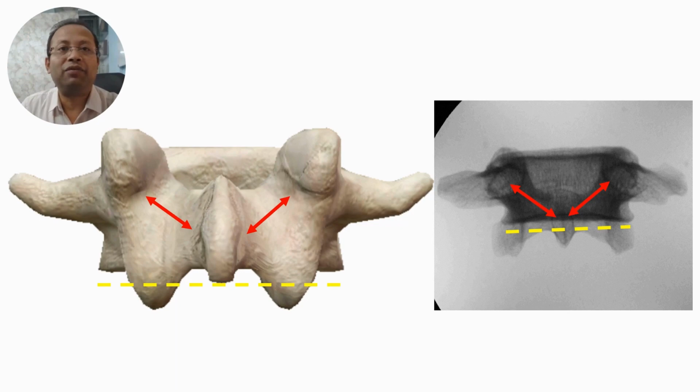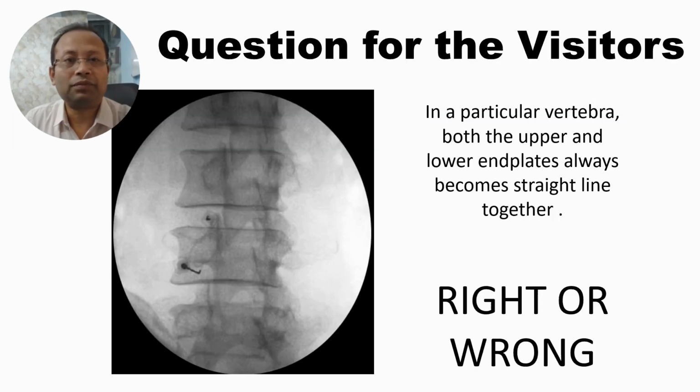So we need this picture. In AP view, pedicle spinous process distance is the same and end plates are a straight line.